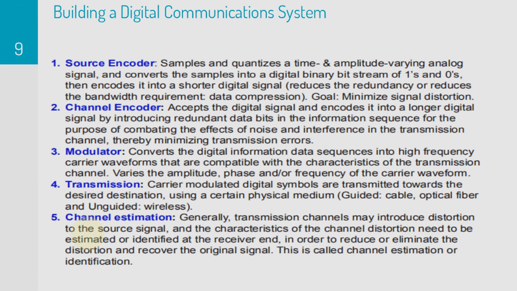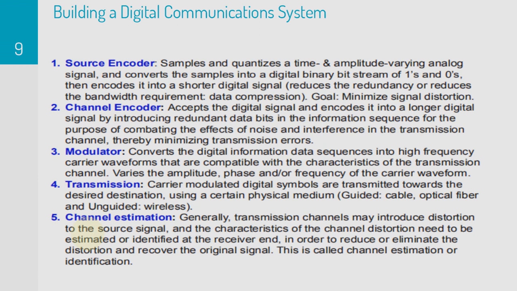At the modulator, it converts the digital information data sequence into high frequency carrier waveforms that are compatible with the characteristics of the transmission channel, which varies the amplitude, phase or frequency depending upon the carrier waveform or modulator used. Transmission: the carrier modulated digital symbols are transmitted towards the destination using a certain physical medium like a cable, optical fiber, unguided or wireless media.